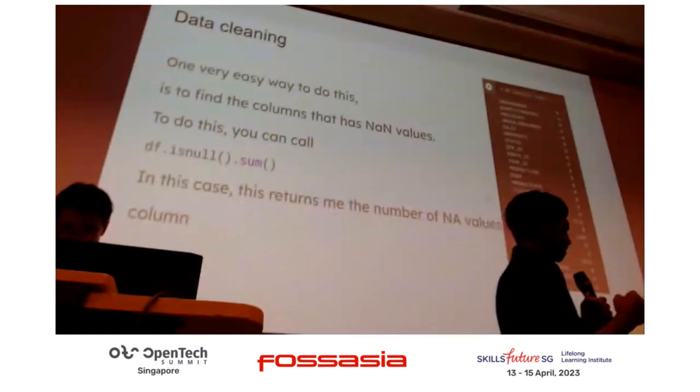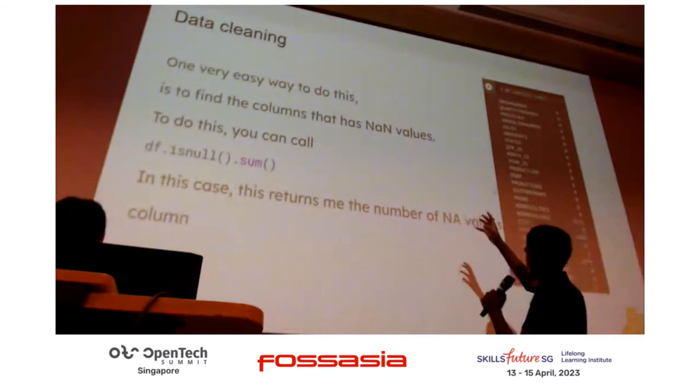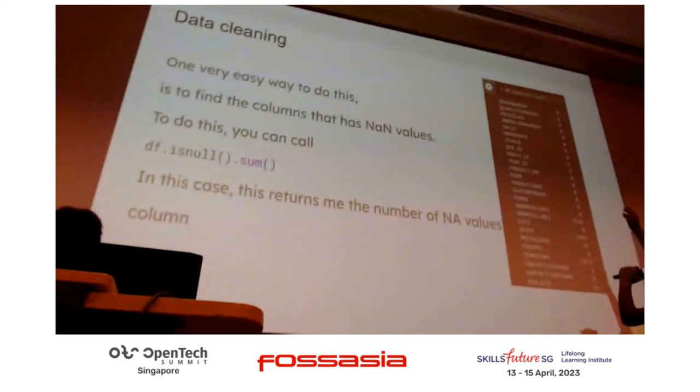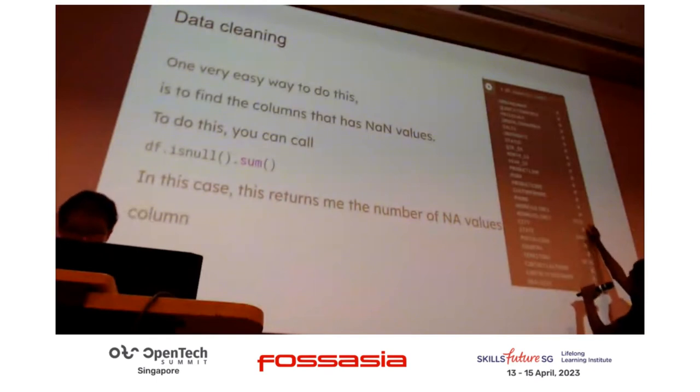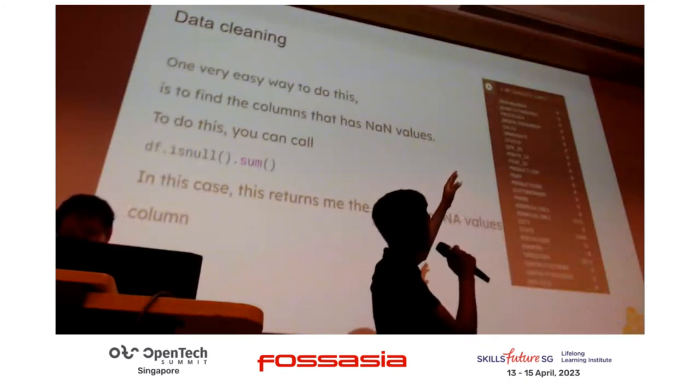What this does is it doesn't fix the problem, but it returns the number of NaN values in each column. For example, let's say we have all these columns. Everything is zero here because there are no NaN values in all these columns. But you can see there are a few anomalies, such as your address line, your state, and your territory columns, which have 1,486 and 2,521 NaN values.